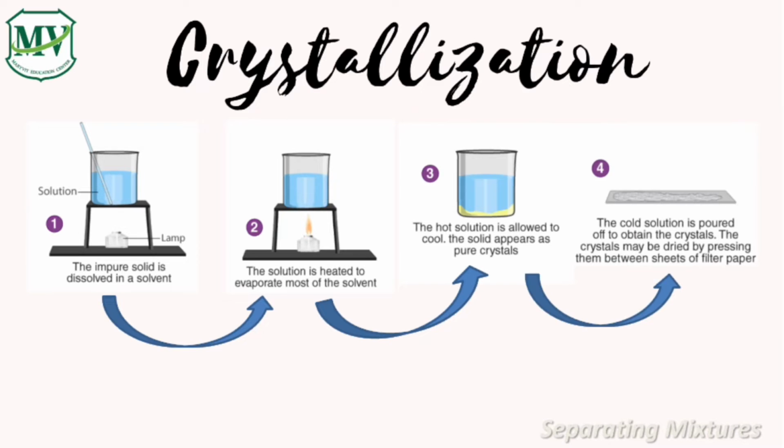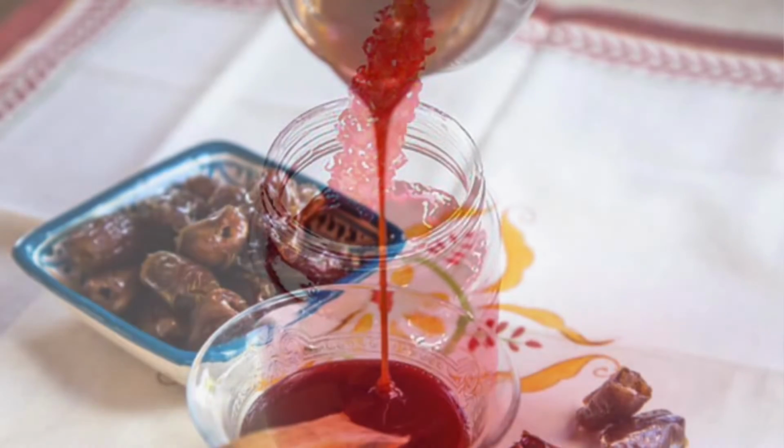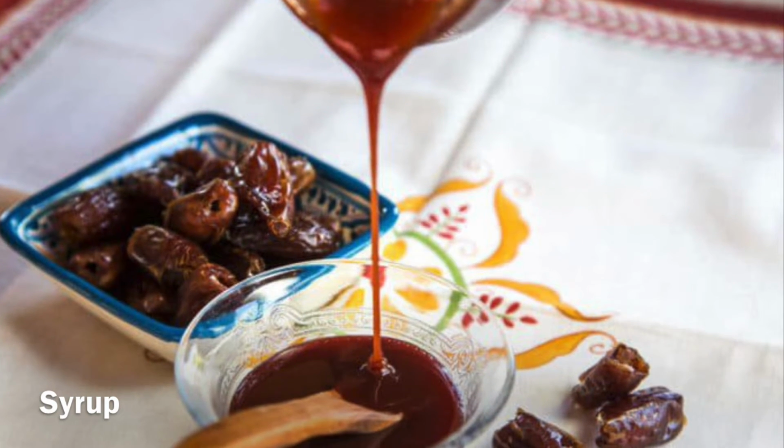Number 4. The cold solution is poured off to obtain the crystals. The crystals may be dried by pressing them between sheets of filter paper. Rock candy and syrup are examples of products that undergo crystallization process.